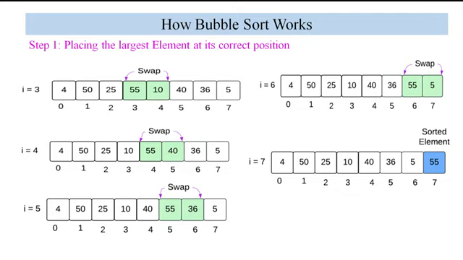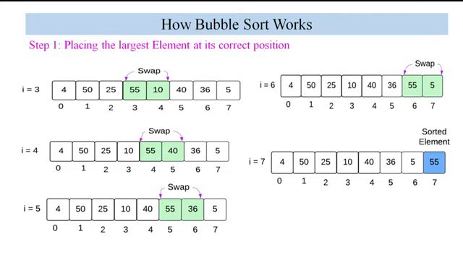Next time, 55 is again compared with the next adjacent element, that is 40. Again the swapping will be required because 55 is greater than 40. And in the next step, 55 will be compared with 36, and so on. So in the last step we can see that 55 is placed at its appropriate place. 55 is the largest element and it is placed at the last position. Now, except for 55, the remaining elements are still in unsorted order.